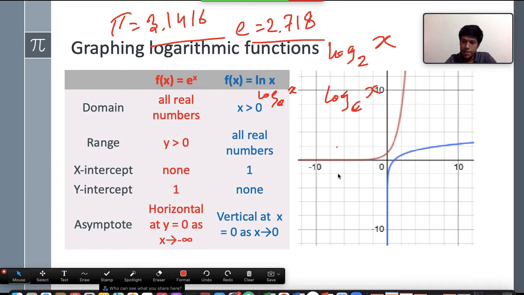Okay. So what I said at this point is, our horizontal asymptote for our exponential is the x-axis. So since it is the inverse, in this case there will not be any horizontal, it will become the vertical asymptote. So the vertical asymptote for the logarithm is the y-axis. Y-axis means x equals 0, at x equals 0. So this is the comparison.